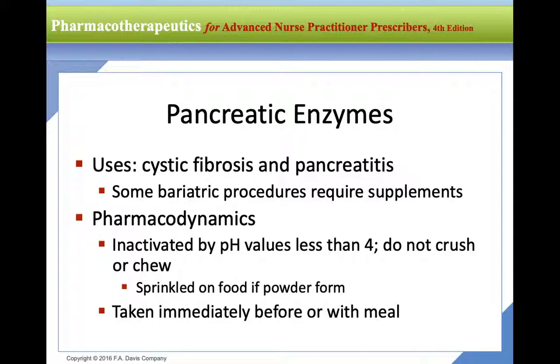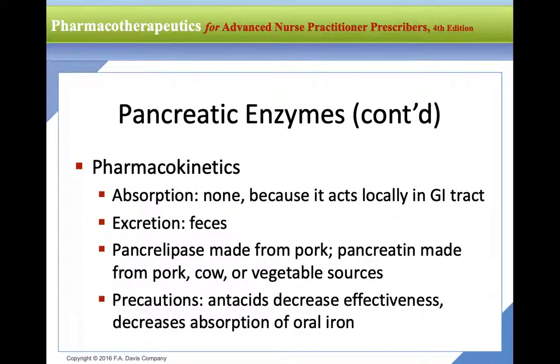Pancreatic enzymes are used in cystic fibrosis and pancreatitis. They are inactivated by pH values less than 4, so a patient may need to be tested if they have some kind of hypersecretion disorder or GI issue. You take it immediately before a meal. They do require dosing several times a day. Giving it before a meal helps with the absorption, but it also may help with remembering to take it.